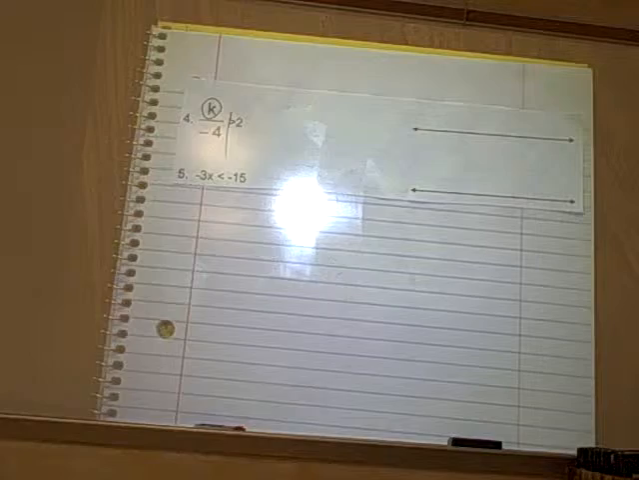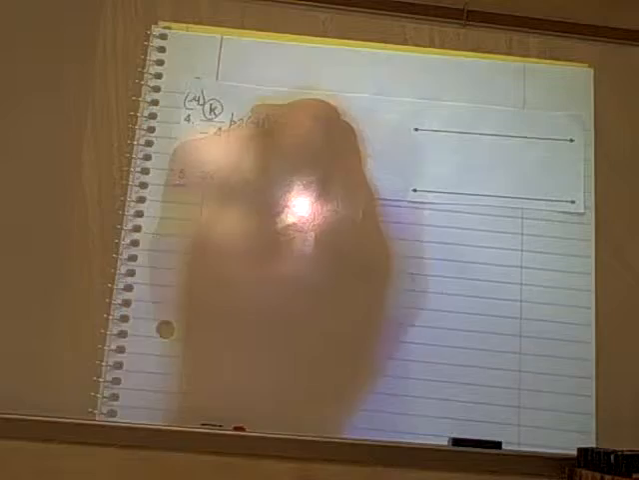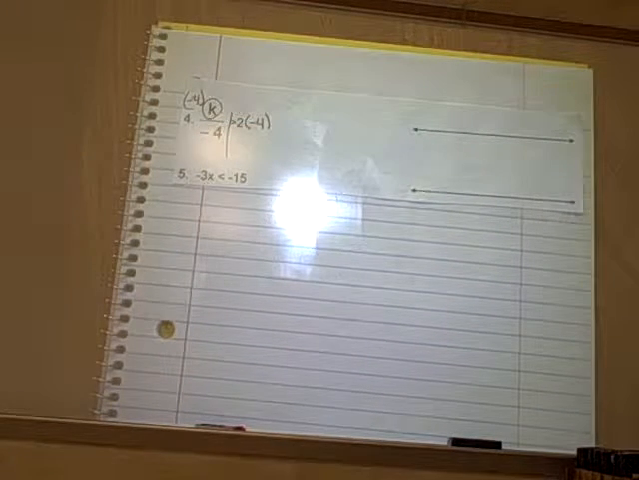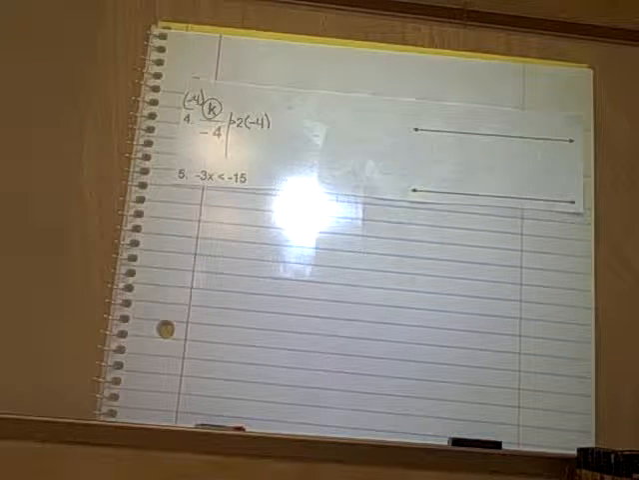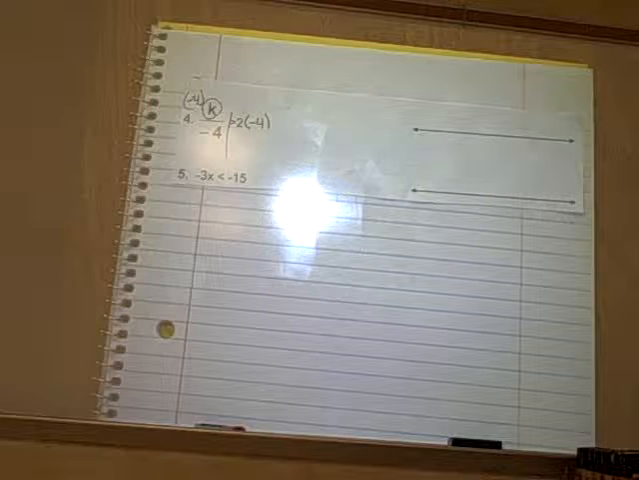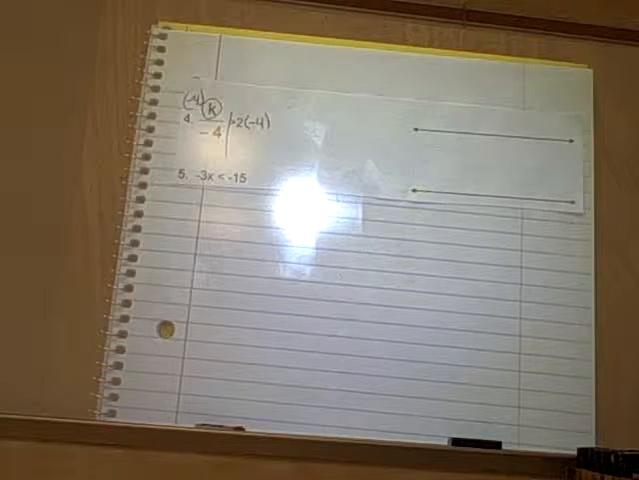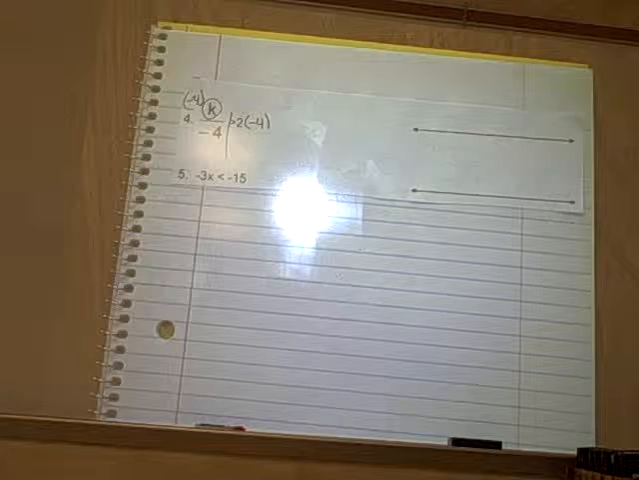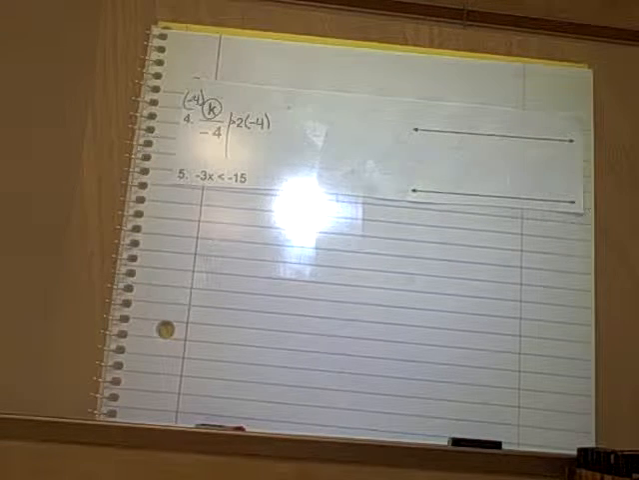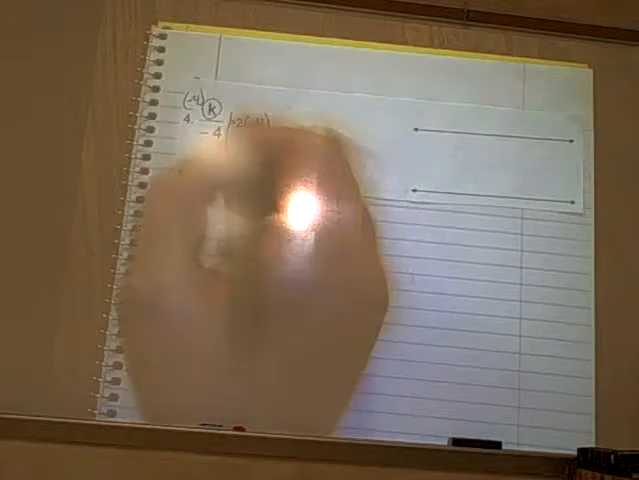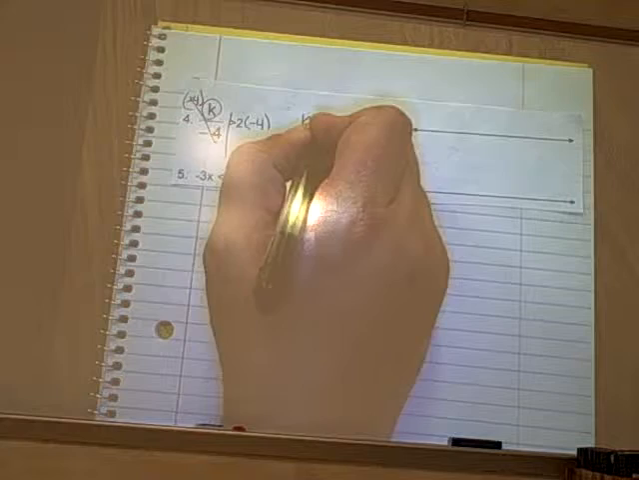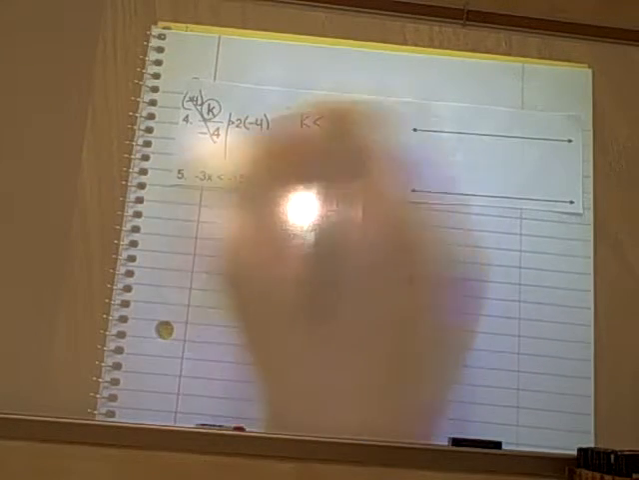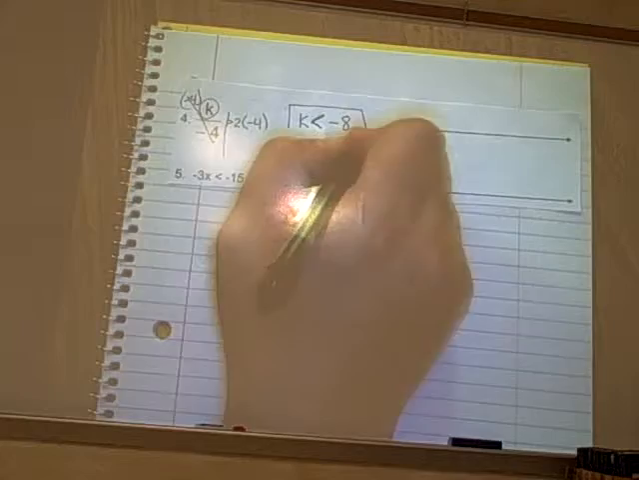You multiply by -4. So we're going to do this. Multiply by -4. So what does that mean? The one exception to the rule is if you multiply or divide by -4, or not -4, negative anything. If you multiply or divide by negative, what happens to your inequality symbol? It changes directions. So this time, I get k here, but instead of being greater than, now suddenly it's less than. And 2 times -4 is -8. That's your answer.